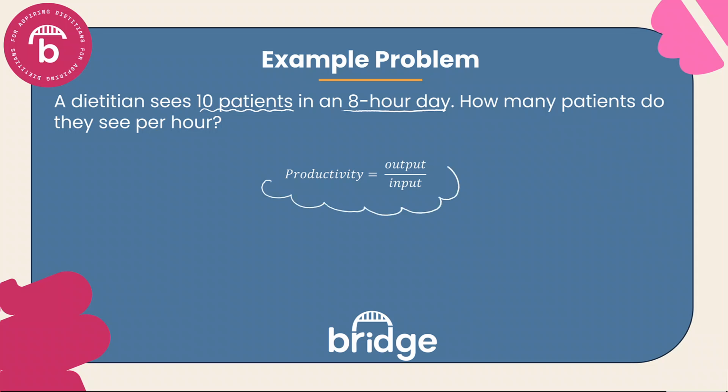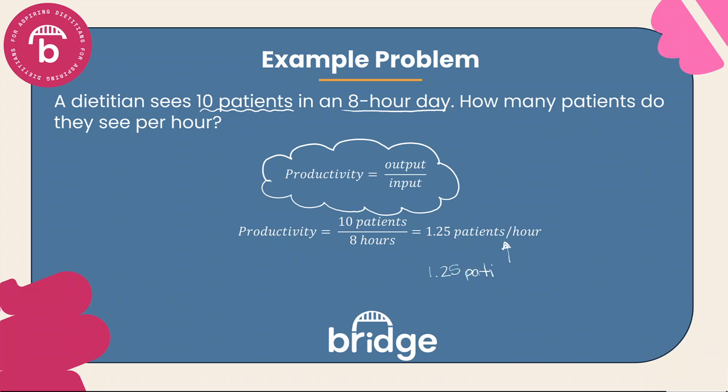Since the patients is our output and our time is the input, we can just plug into this equation right here and we come up with 1.25 patients per hour. Or in other words, in 1 hour, the dietitian will see 1.25 patients. And can you recognize what this is right here? It's an equivalence statement. That means we can use it in dimensional analysis problems. If the question asks, how many patients will the dietitian see in 20 hours, we can take this rate, 1.25 patients per hour, and multiply it by 20, just like we do in dimensional analysis.